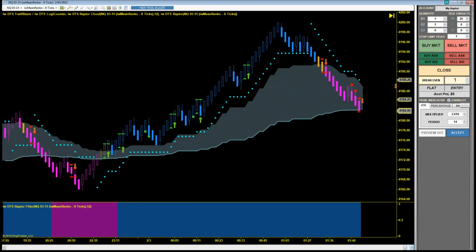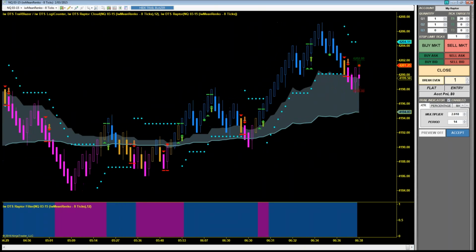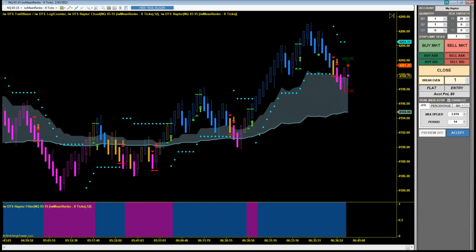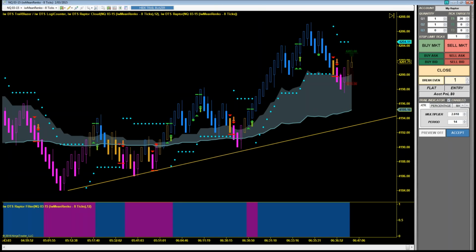So it almost seems like the wider the band, the better. Here's another one. Encounters the band, and then it retraces. So we'll see how this one works out.